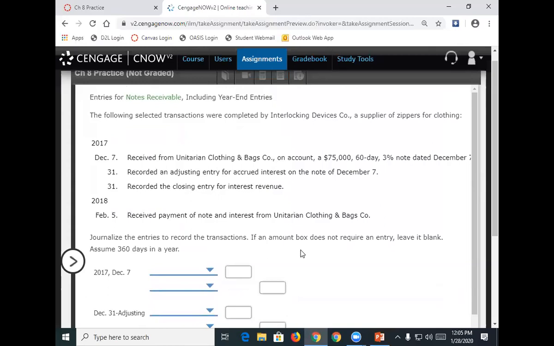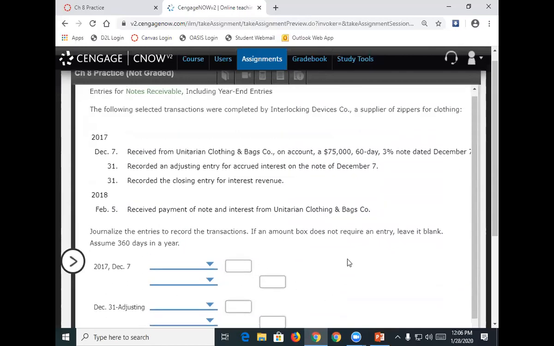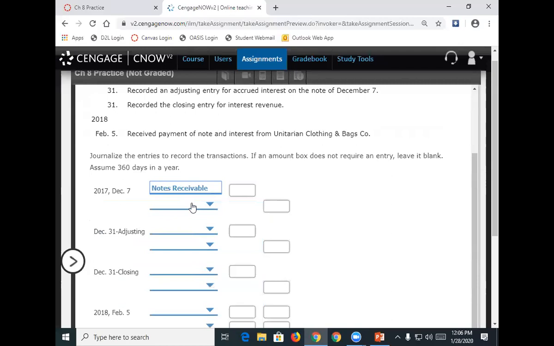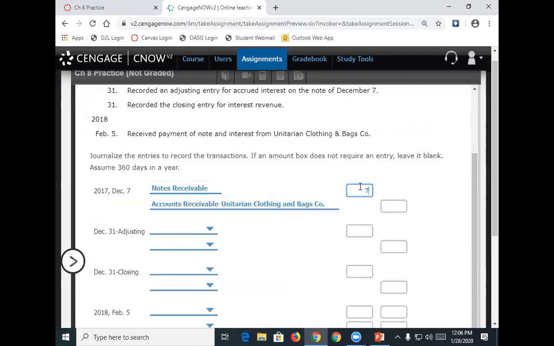Okay. So this is an example where we have a note that's over 2 years. So in 2017, we have the following transactions. On December 7th, we received from Unitarian Clothing and Bags on account a $75,000 60-day 3% note dated November 7th. So that first journal entry, when we issue a note, we're issuing a $75,000 note on account. So what do I debit and credit just to issue the note? Very good. We're going to debit notes receivable and credit accounts receivable. And that's for the face amount, the $75,000.